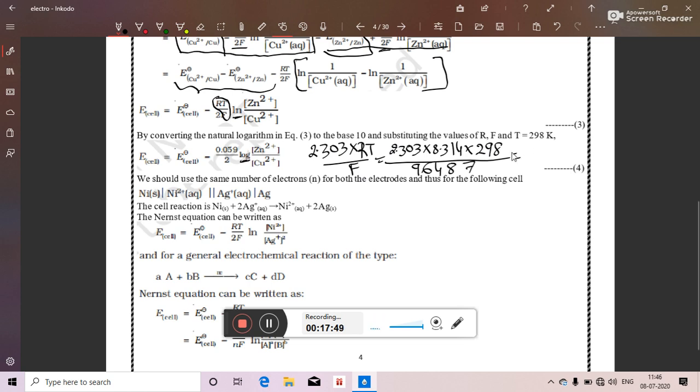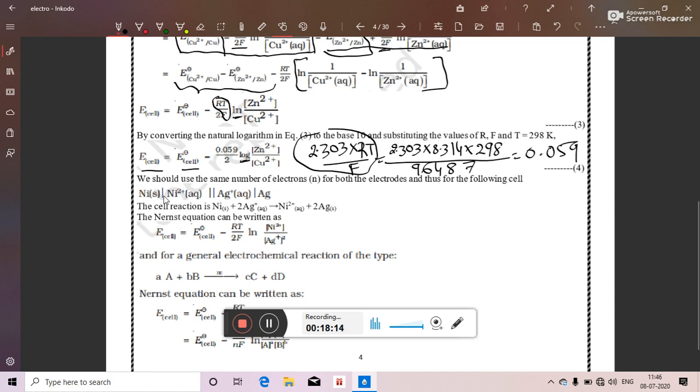So this whole calculation will come out as 0.059. So in this equation we can write E cell equal to E naught cell minus, instead of this term we will write 0.059 upon n, where n will be different for different cells. Here n is 2, log of Zn2+ upon Cu2+.